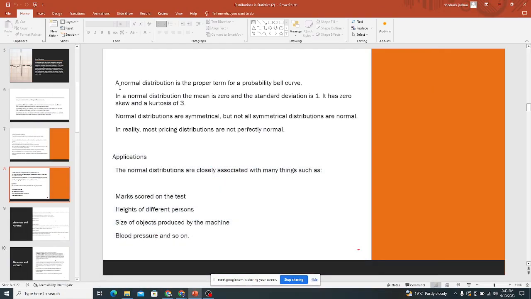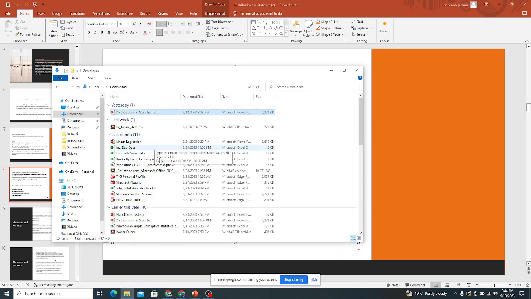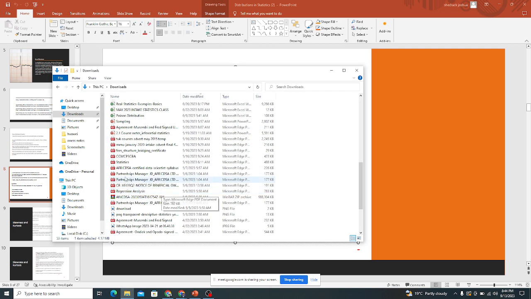So yeah, we say that the normal distribution is the proper term for the probability bell curve, okay? And for this, we usually have what we call a standard deviation of 1, like for a standard normal distribution. Remember yesterday I showed you that it is different. Let me open this.